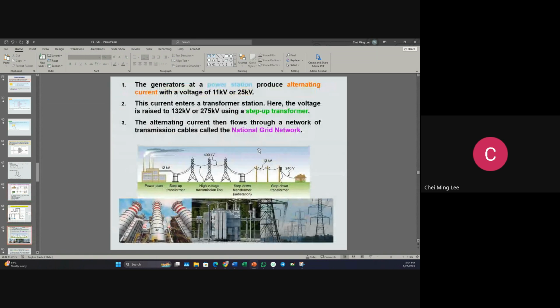All right, so generators at a power station will produce an alternating current with a voltage of 11 kV or 25 kV. Then they will enter a transformer station. By using a step-up transformer, they will raise the voltage to 132 kV or sometimes 275 kV.